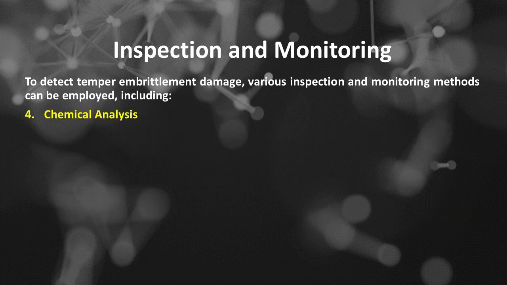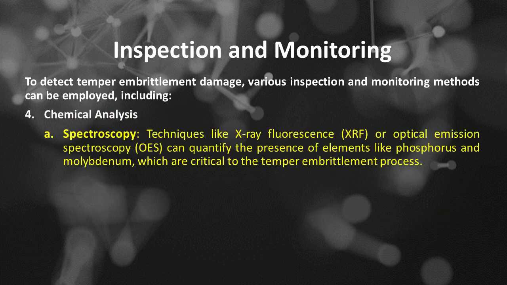Number 4 is chemical analysis. Spectroscopy. Techniques like X-ray fluorescence or XRF or optical emission spectroscopy or OES can quantify the presence of elements like phosphorus and molybdenum, which are critical to the temper embrittlement process.